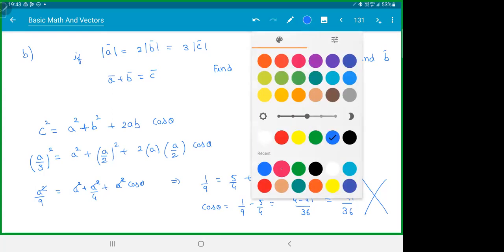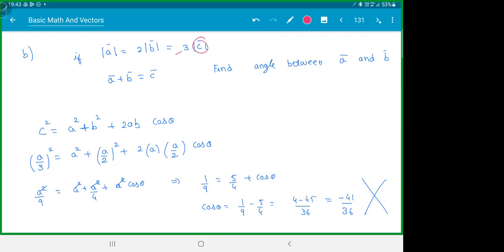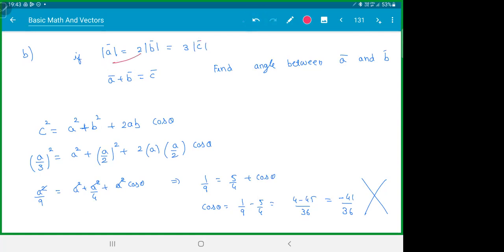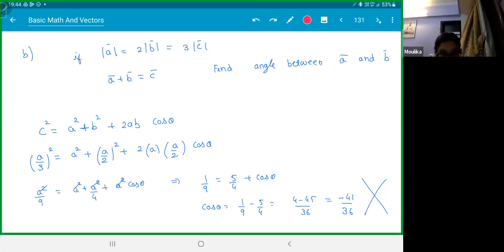Maulika, is it clear what I did? See now, what is C? A by 3, right? I just shifted that side. And what is B? A by 2, right? Understood? So I just substituted that and simplified and I got cos theta is minus 41 by 36. Till here it is clear? Yes. Now I'm saying this is not possible.